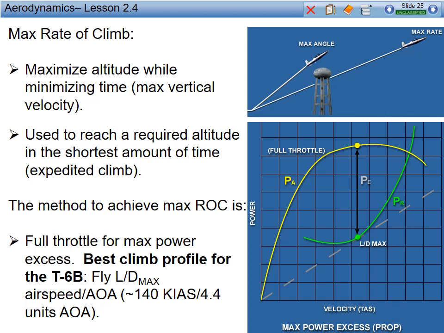While flying in the T6, you will not be required to know the difference between your best angle of climb and best rate of climb. By flying the best rate of climb, or best climb, you will be able to clear all obstacles. Maximum angle of climb is also too close to the stalling angle of attack for students. In the T6, you will fly LD max airspeed and AOA, which is approximately 140 knots and 4.4 units angle of attack.